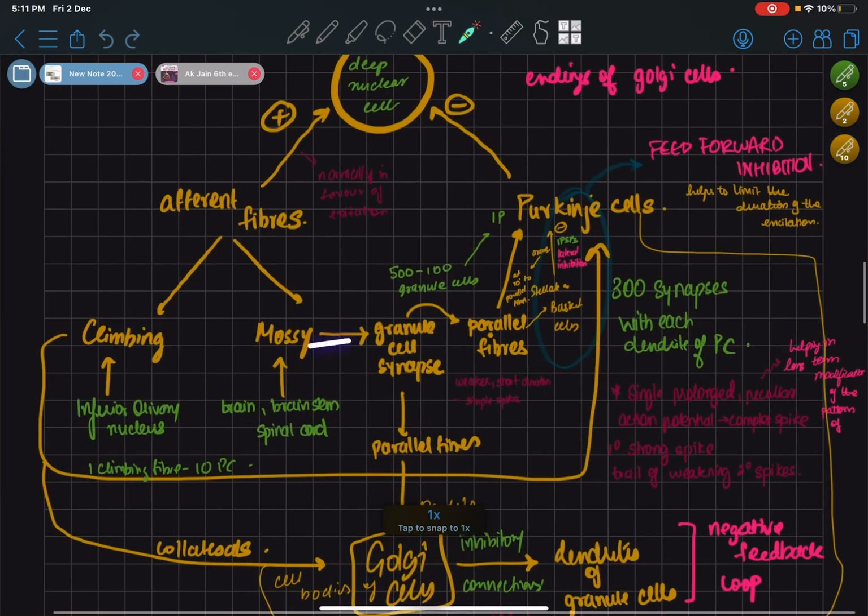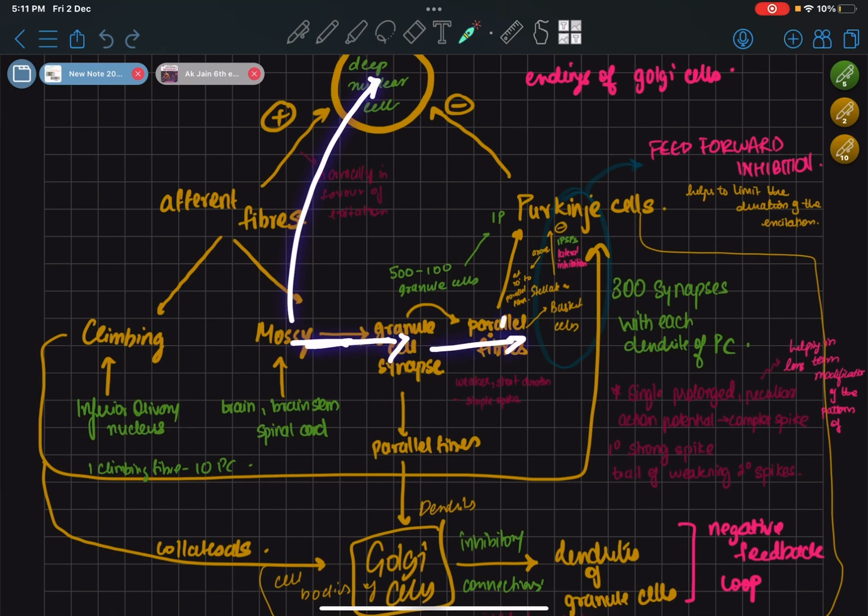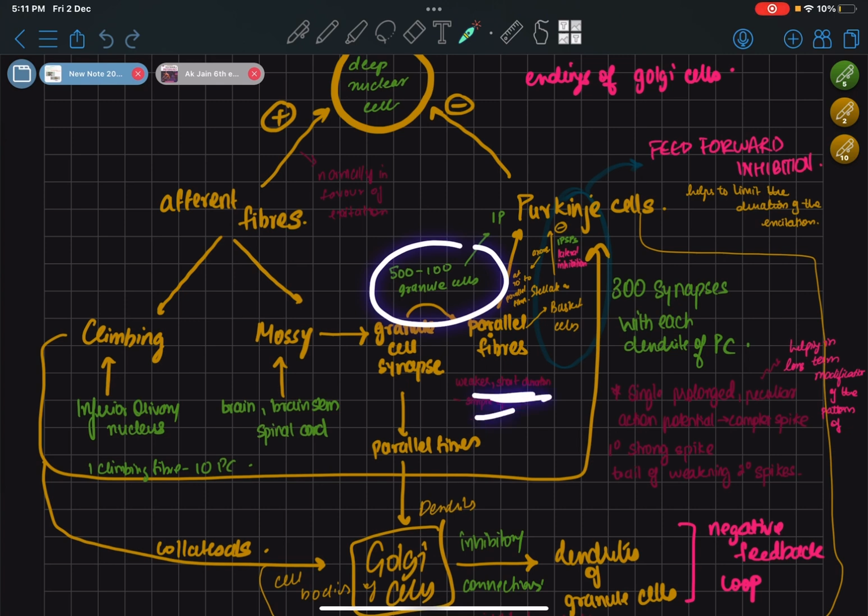The same mossy fibers which are giving input to the deep cerebellar nuclei also send impulses to the granule cells, to the parallel fibers, to the Purkinje cells, and the Purkinje cells inhibit these deep nuclear cells from firing. So why is this happening later, when it is happening at the same time? Because of the slower, weaker, short duration simple spikes and the slowest conducting fibers.